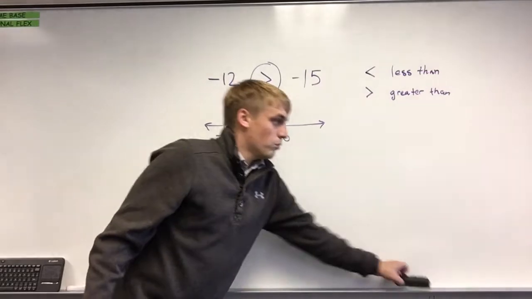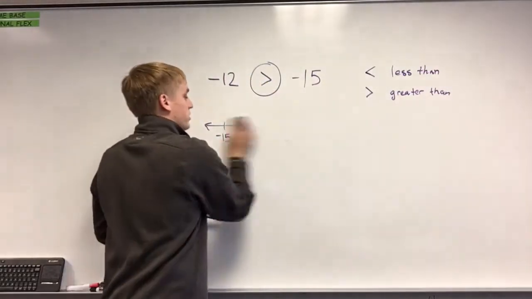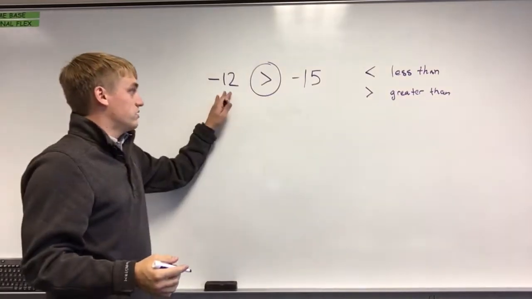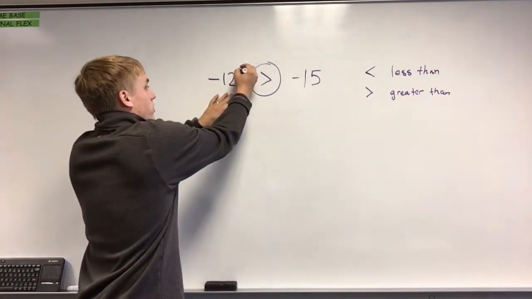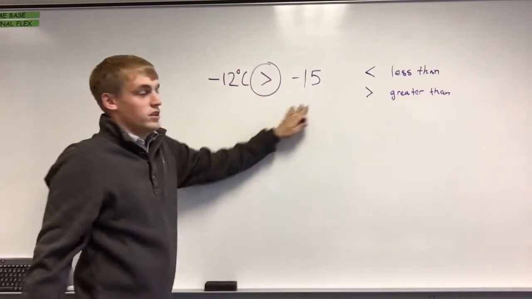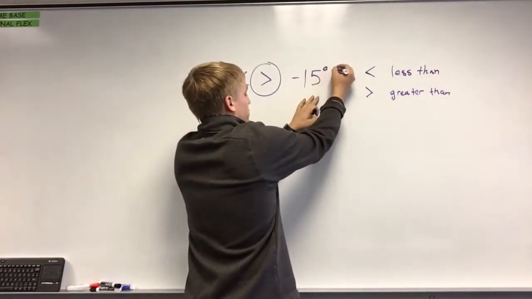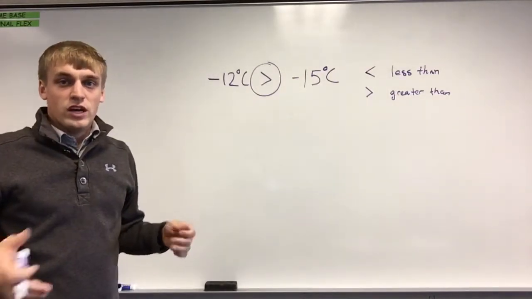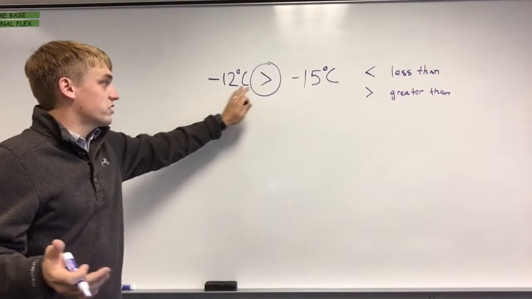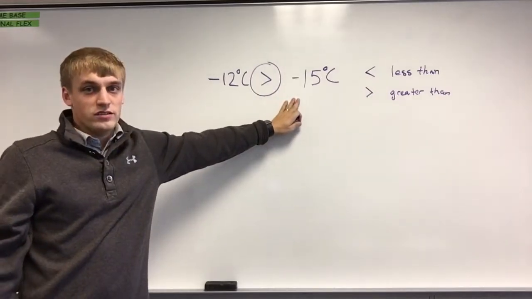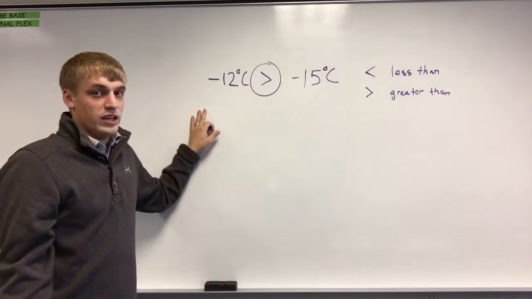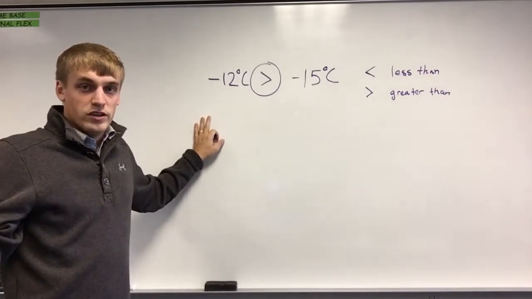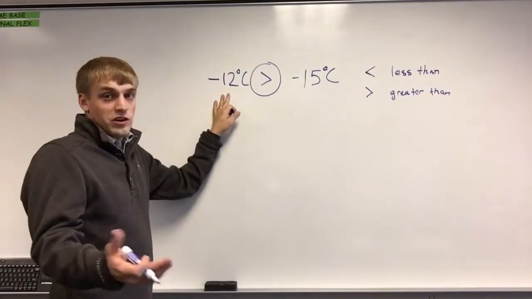Now, let's attach something that makes this apply to us. Instead of negative 12, let's say it's negative 12 degrees Celsius, and this is negative 15 degrees Celsius. We want to ask ourselves, how does negative 12 degrees Celsius compare to negative 15 degrees Celsius? The way that I think about that, and the way that you're going to have to use it, is you're going to have to write a sentence about it. So, comparing these two quantities.